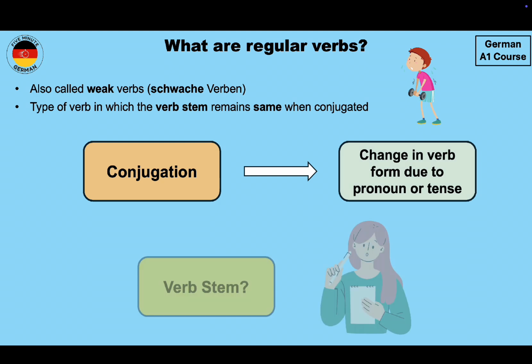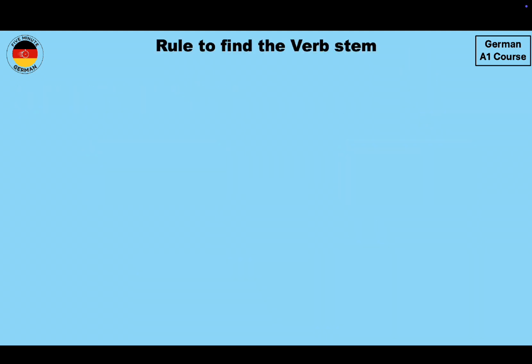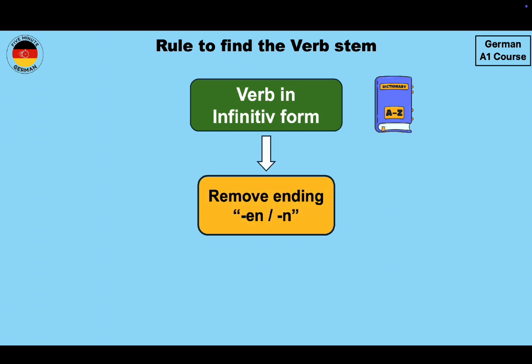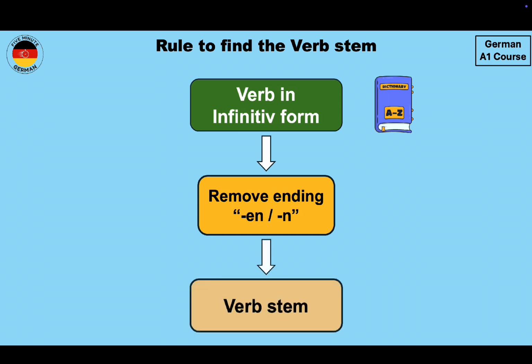Now what is the verb stem and how do we find it? So let me give you a rule on how you can find the verb stem. So for this, you need the verb in infinitive form. This is the form of the verb which you find in the dictionary. Then you will have to remove the ending en or n and you will be left with the verb stem.